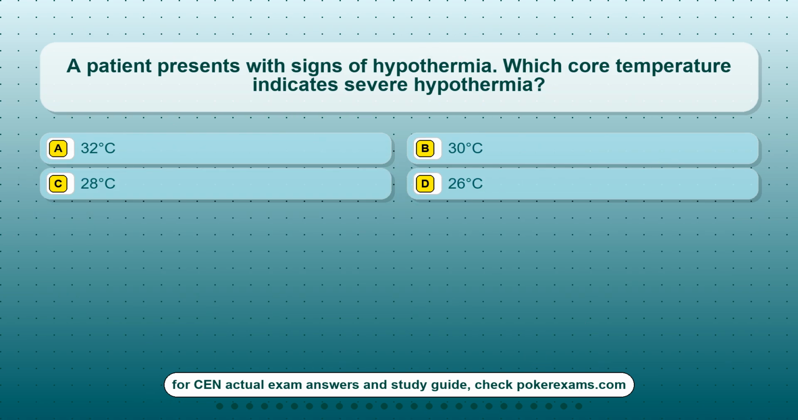Question 23. A patient presents with signs of hypothermia. Which core temperature indicates severe hypothermia? Option A, 32 degrees Celsius. Option B, 30 degrees Celsius. Option C, 28 degrees Celsius. Option D, 26 degrees Celsius.